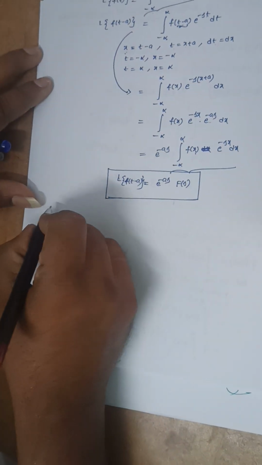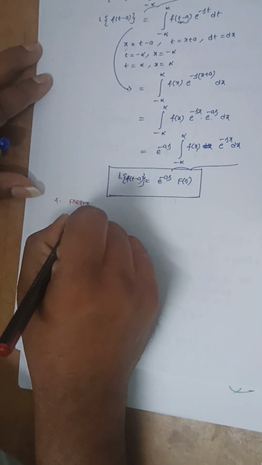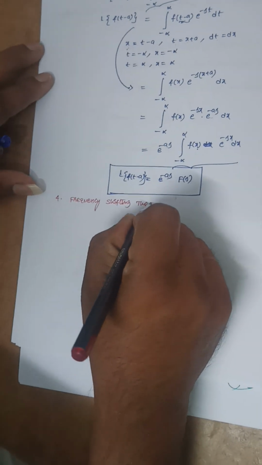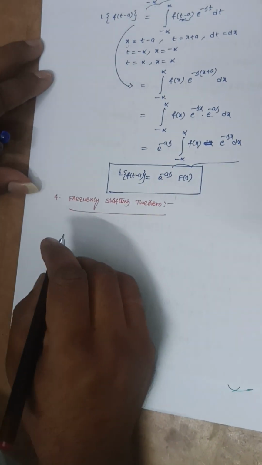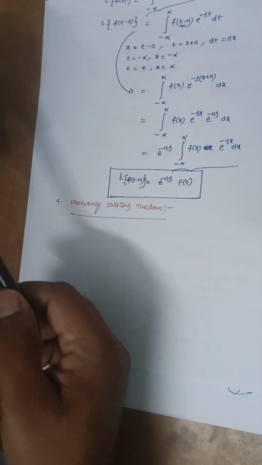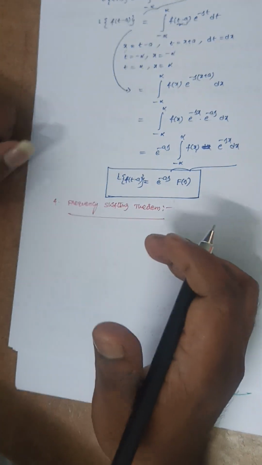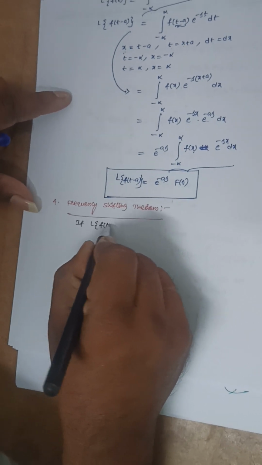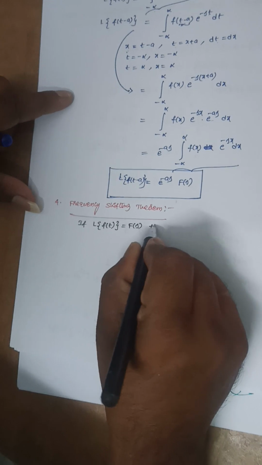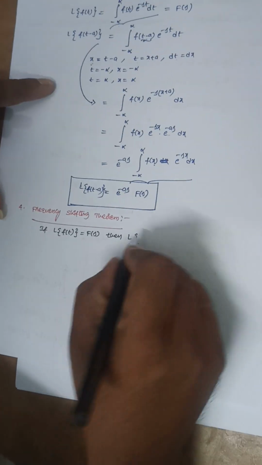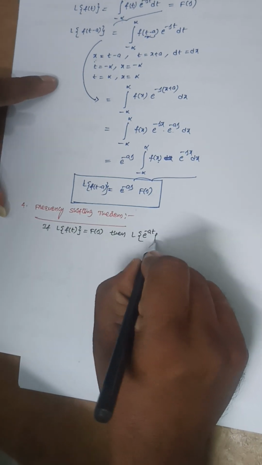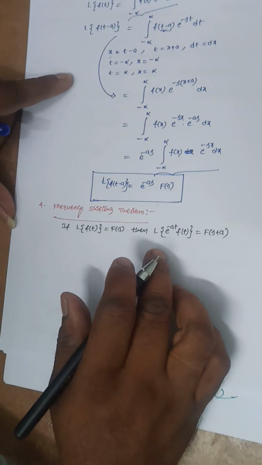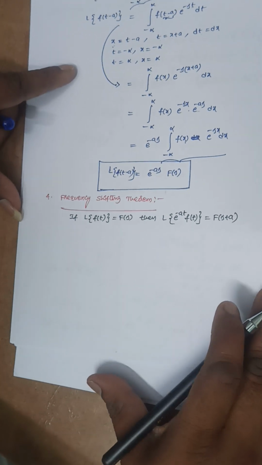Next one is the frequency shifting theorem. So what this frequency shifting theorem says is, if Laplace transform of f of t is equal to F of s, then Laplace transform of e power minus at f of t is equal to F of s plus a. So this is nothing but the frequency shifting theorem.